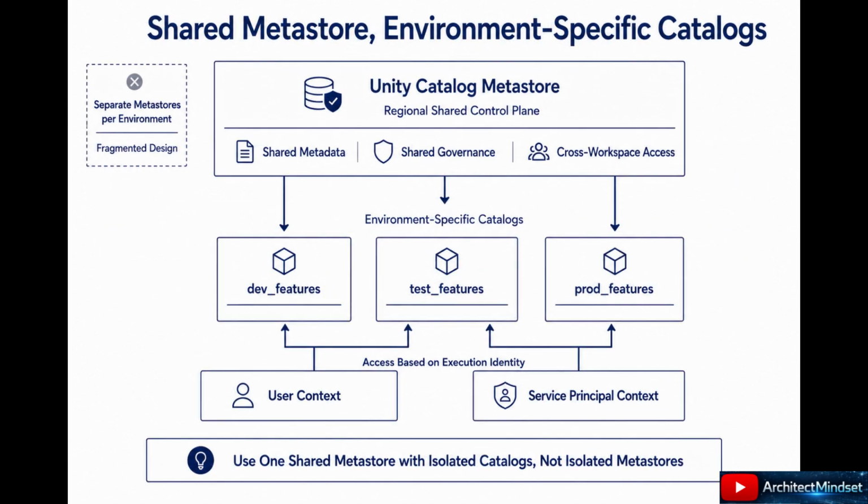From an environment strategy perspective, the client relies entirely on a shared Unity Catalog metastore across workspaces. Do not isolate features by using separate metastores per environment. Instead, create a single central regional metastore and create environment-specific catalogs. The client can safely read and write across these environments based on user or service principal execution contexts.